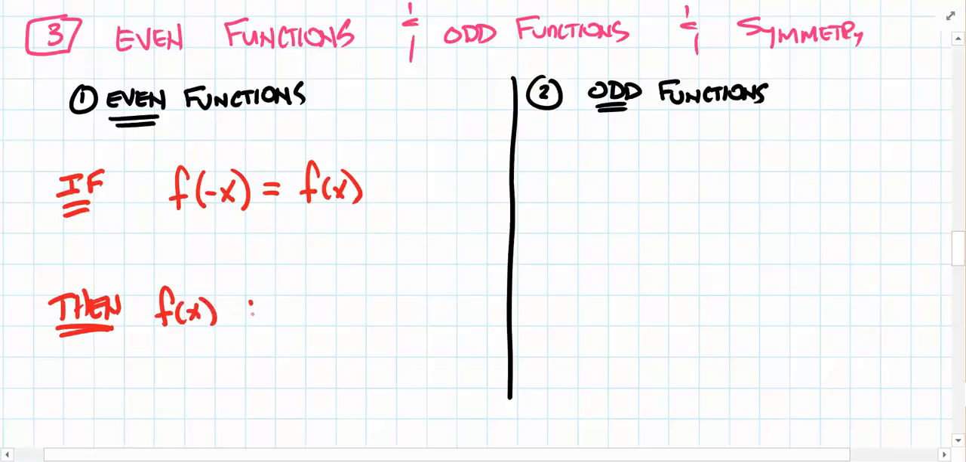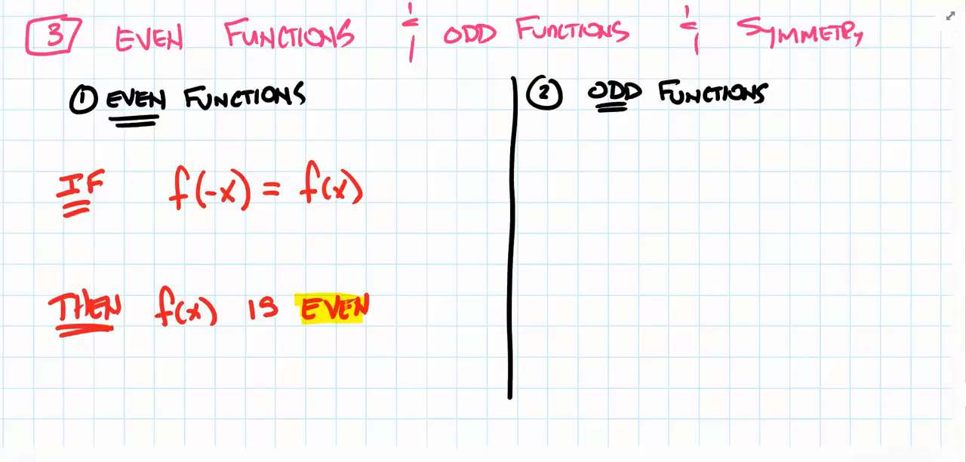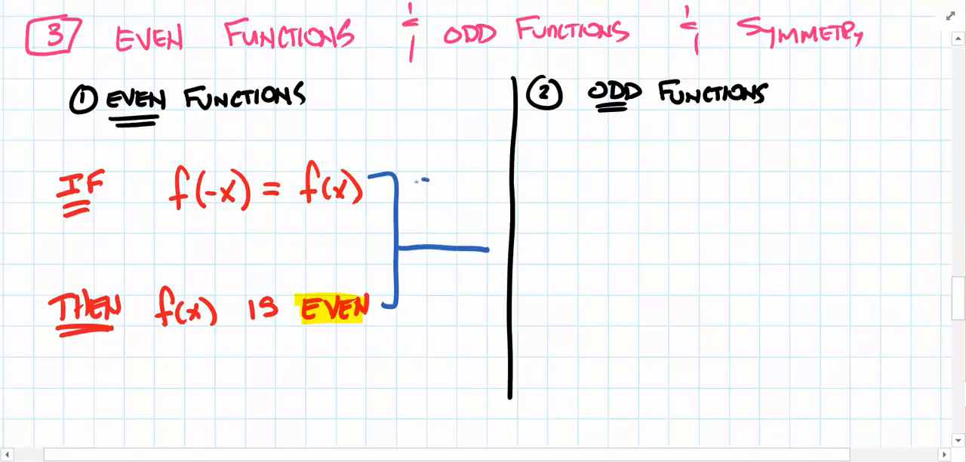I am going to show you an example of what I mean by f of negative x is the same thing as f of x. So that means that if you took the negative and plugged it in, you'd get the same thing as the positive and plugging it in. That's the definition of an even function, okay? Now, if your function is even, then you have symmetry with the y-axis, okay? If you have an even function.